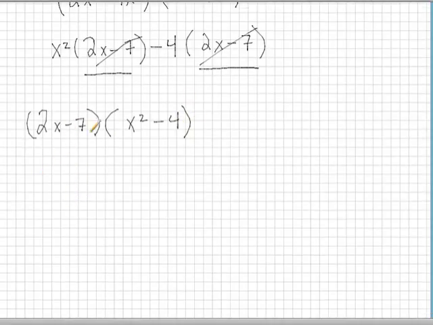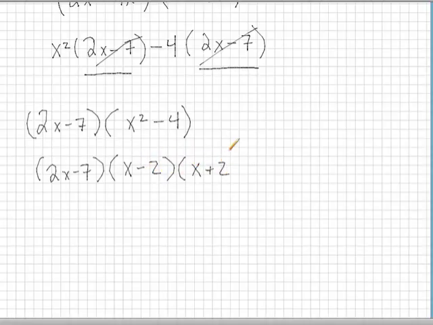2x minus 7 can't be factored anymore, but x squared minus 4 certainly can. That is a difference of squares. So a difference of squares will factor into x minus 2 and x plus 2. And that's the complete factorization of your problem.